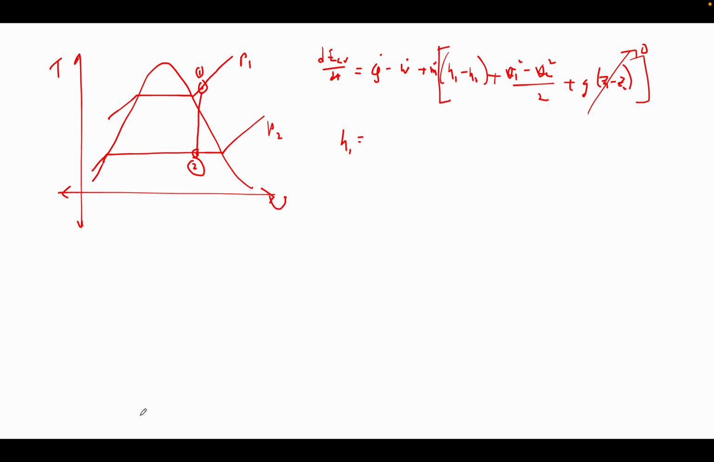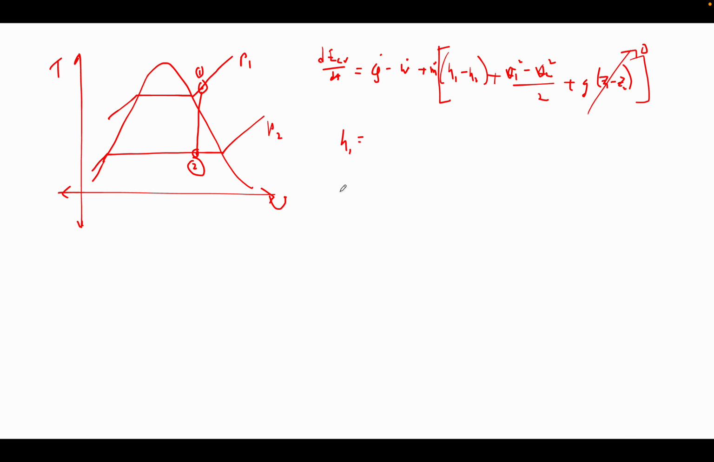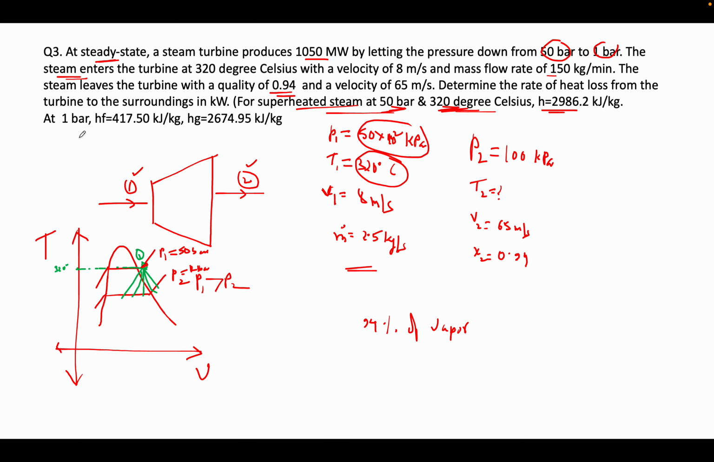h1 is simple, because at this state everything is given to us: at superheated steam, 50 bar and 320 degrees Celsius, the value is h equals 2986.2 kilojoule per kg. So my h1 is 2986.2 kilojoule per kg. Now we have to calculate h2. This state 2 is a mixture of both liquid and vapor. So at the pressure P2, that is 1 bar, hf is given to us and hg is given to us.